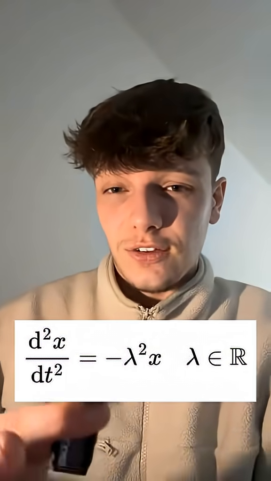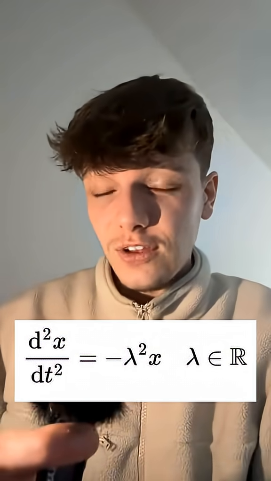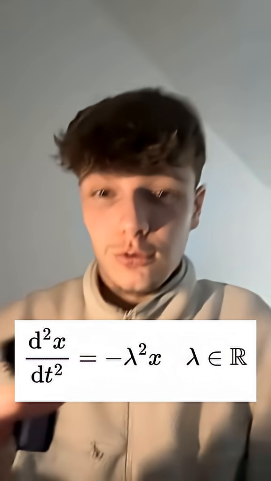Well, then I can define a to be equal to minus lambda squared, where lambda is some real number. And then this differential equation is saying that x is the function such that if I differentiate it with respect to time twice, I get back that same function multiplied by minus lambda squared, where lambda is some constant real parameter. So if you think about it for long enough, you'll realize that sine and cosine share exactly this property.